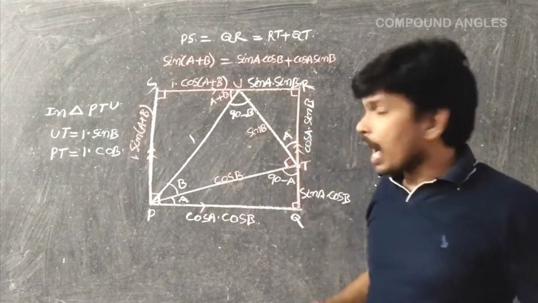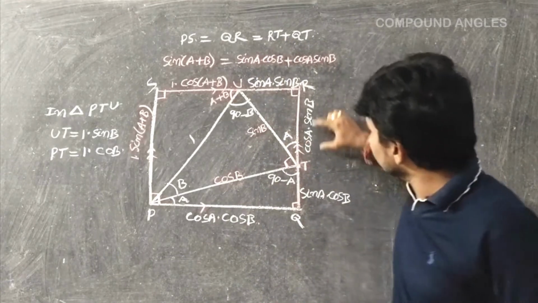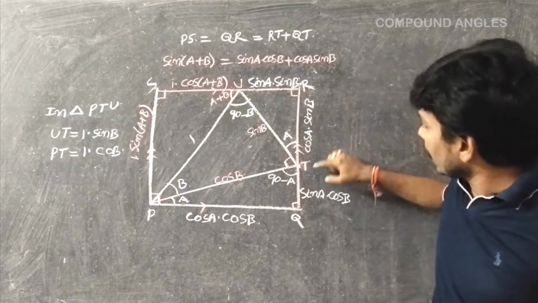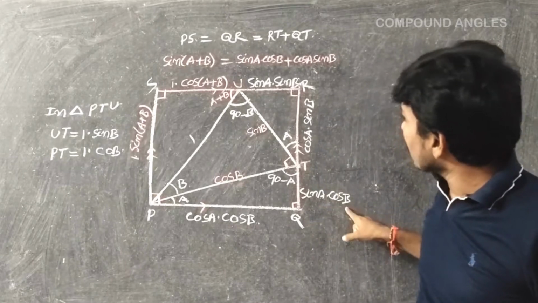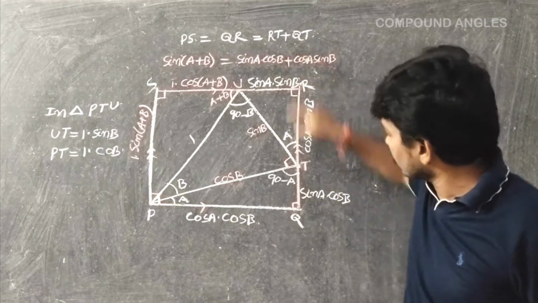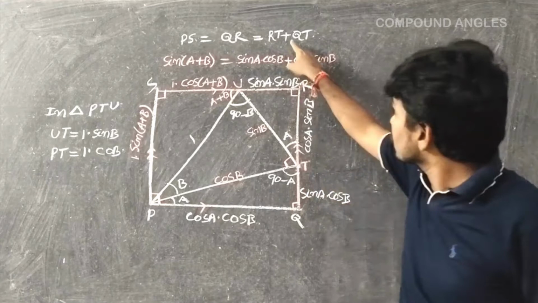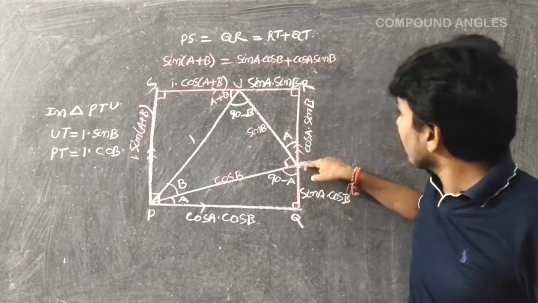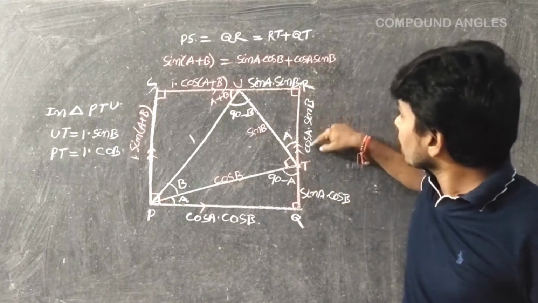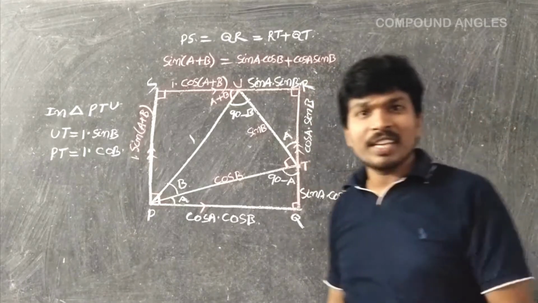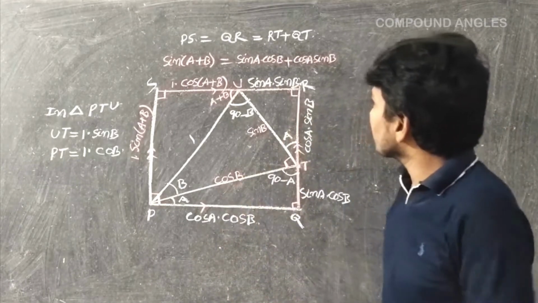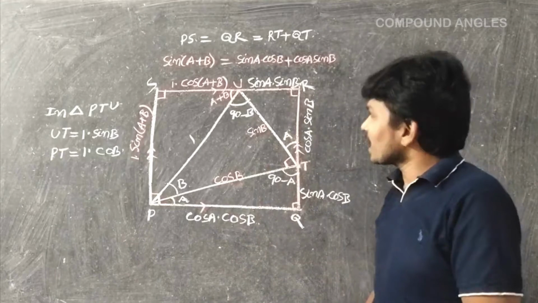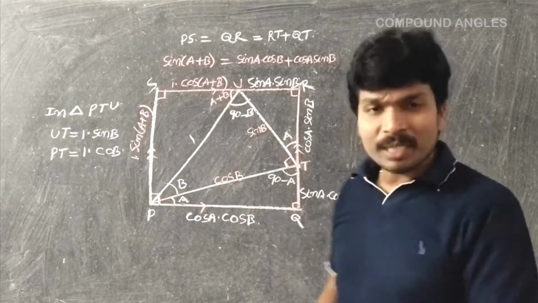See RT value. RT is cos A sin B and QT is sin A cos B. Just take the QT value. First, the QT value is sin A cos B, plus the TR value, which is cos A sin B. So that's right. You got it. Sine of A plus B is equal to sin A cos B plus cos A sin B.